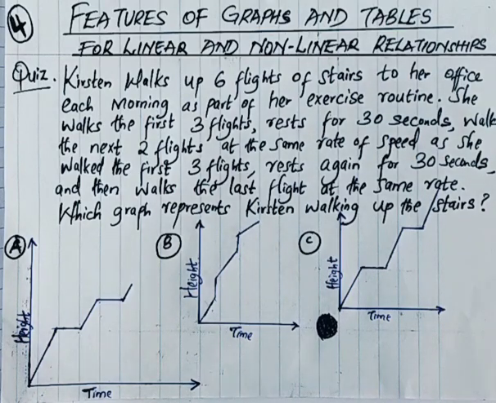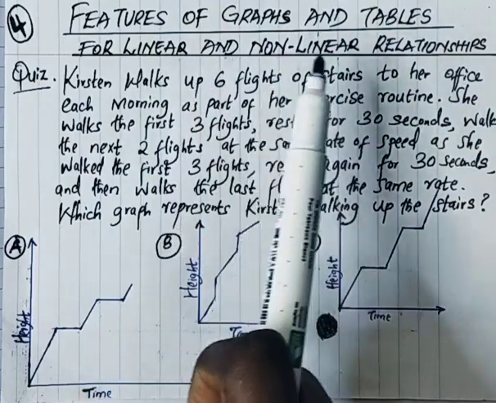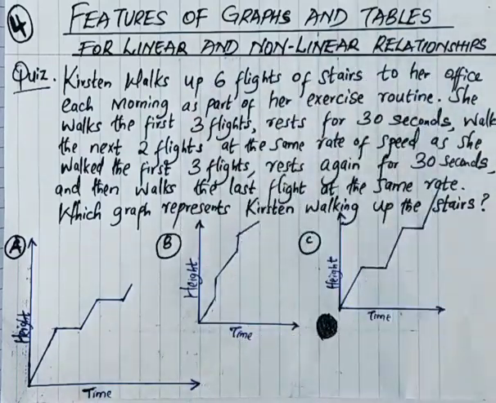In the subtopic, features of graphs and tables for linear and nonlinear relationships, we would want to see whether, when you're given a statement, and of course given several graphs that are supposed to be for that statement, you're able to choose the correct graph for that information.